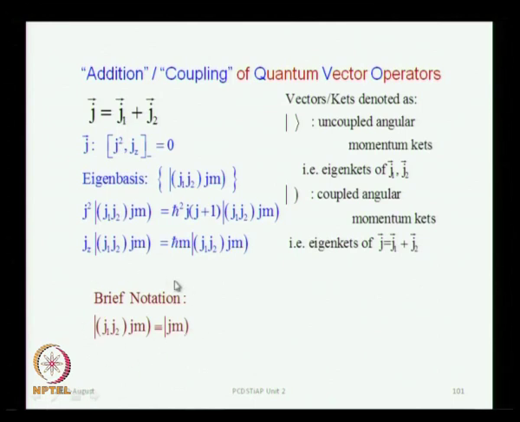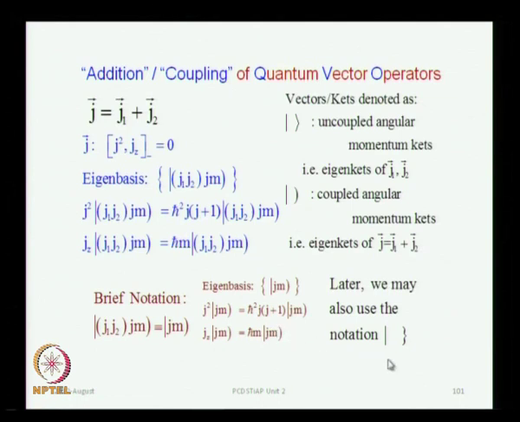So, this is a compact notation for the coupled angular momentum, but if you want, you can write all of it as well. And sometimes, at least to begin with, when you are doing problems and getting acquainted with these techniques, it is a good idea to write all the quantum numbers. So, this has got an eigenbasis of the coupled angular momentum, which is J square and J z, and they will have eigenstates given by two quantum numbers J and M, because both of these are simultaneously measurable. And later, I am going to use this beautiful bracket as well.